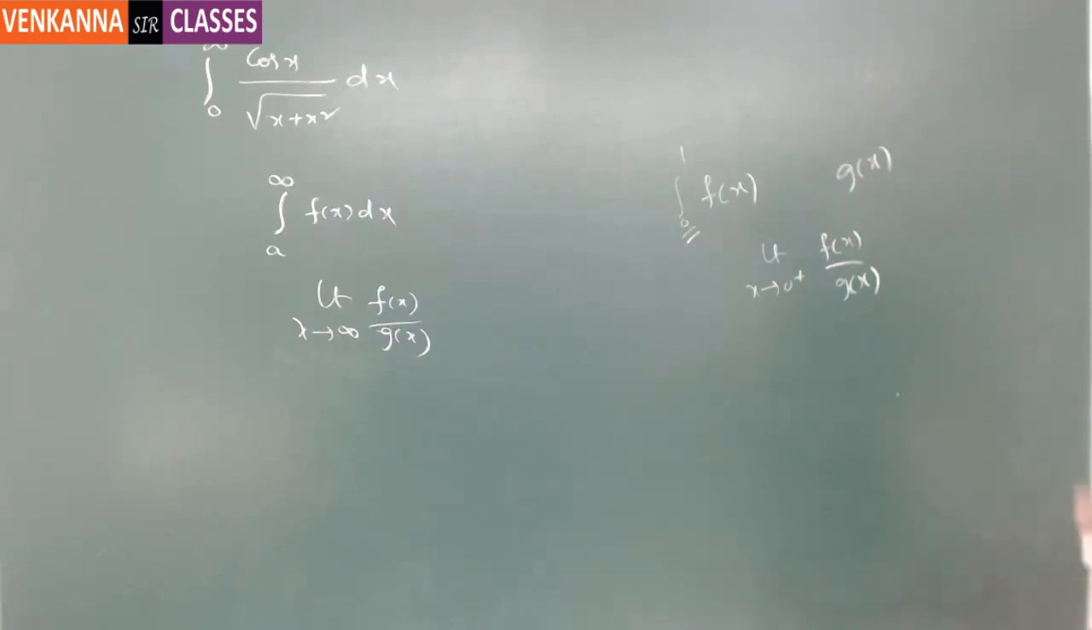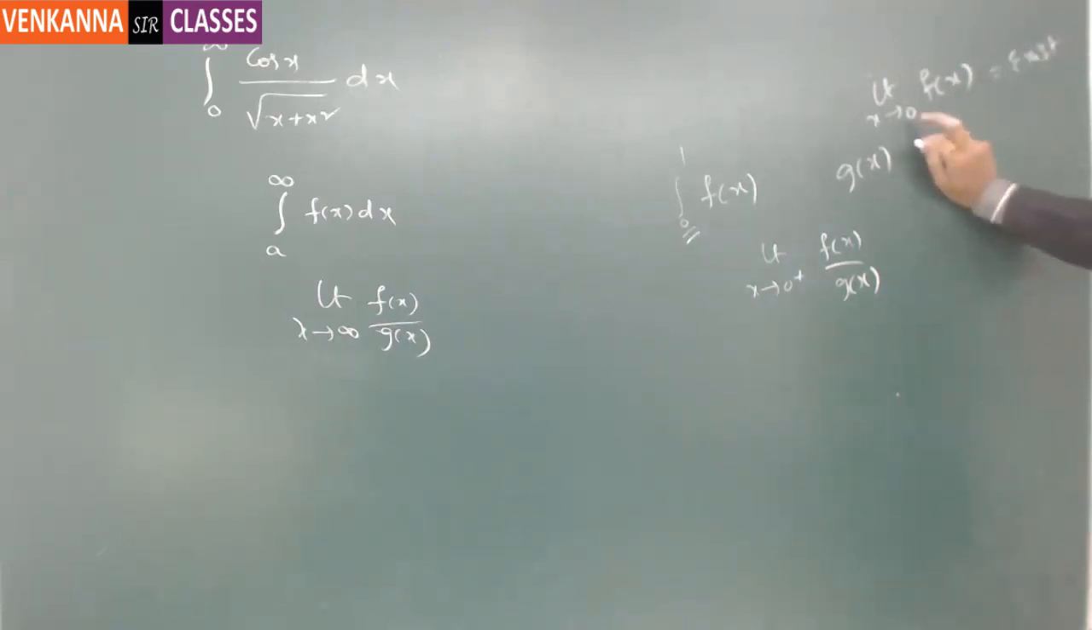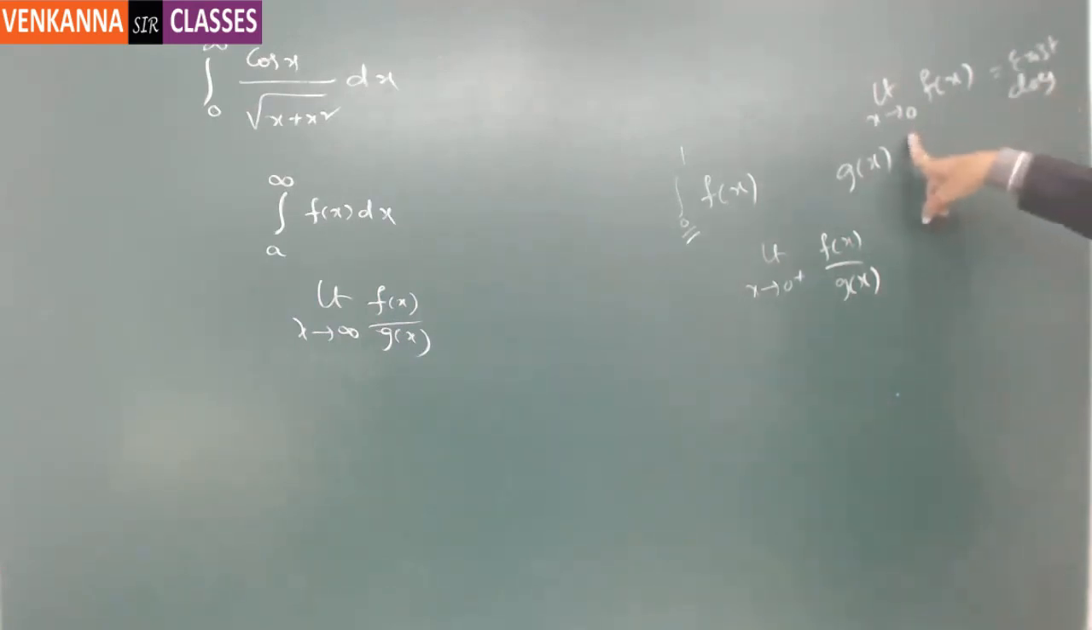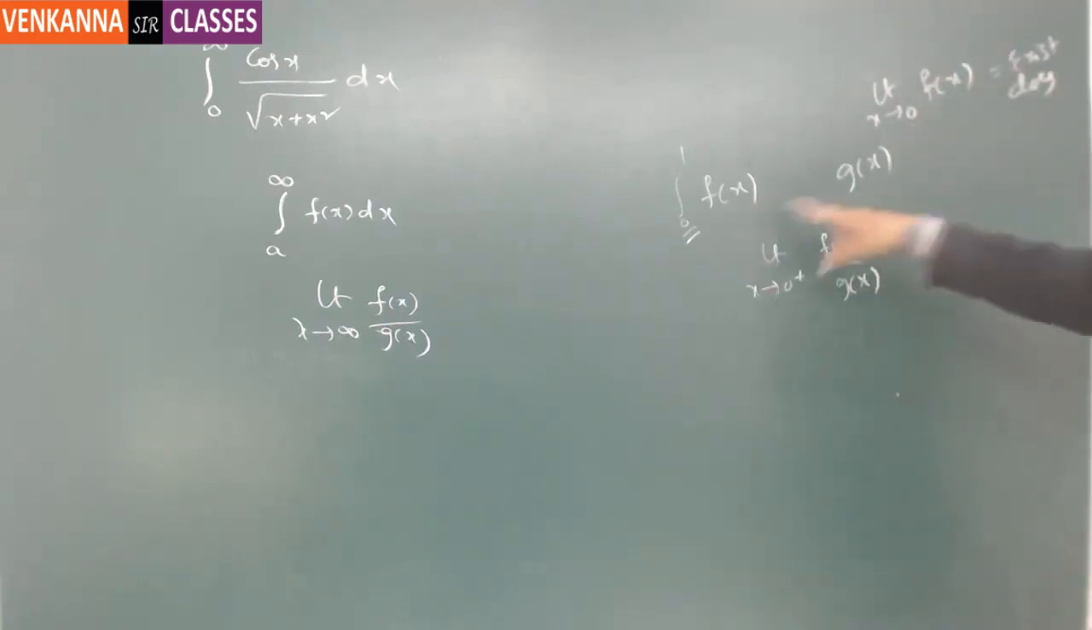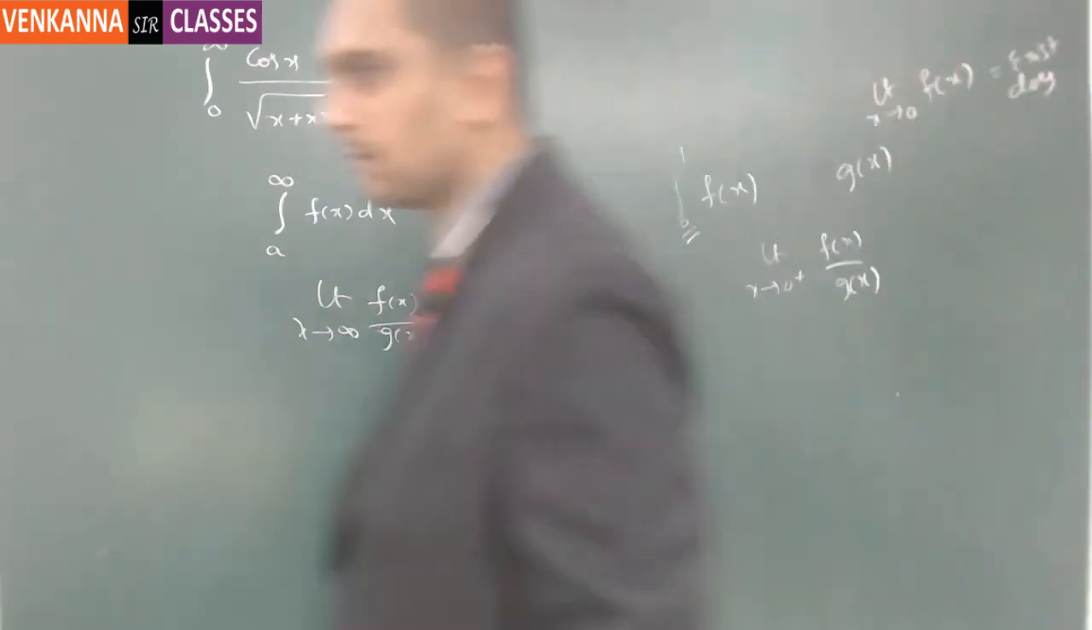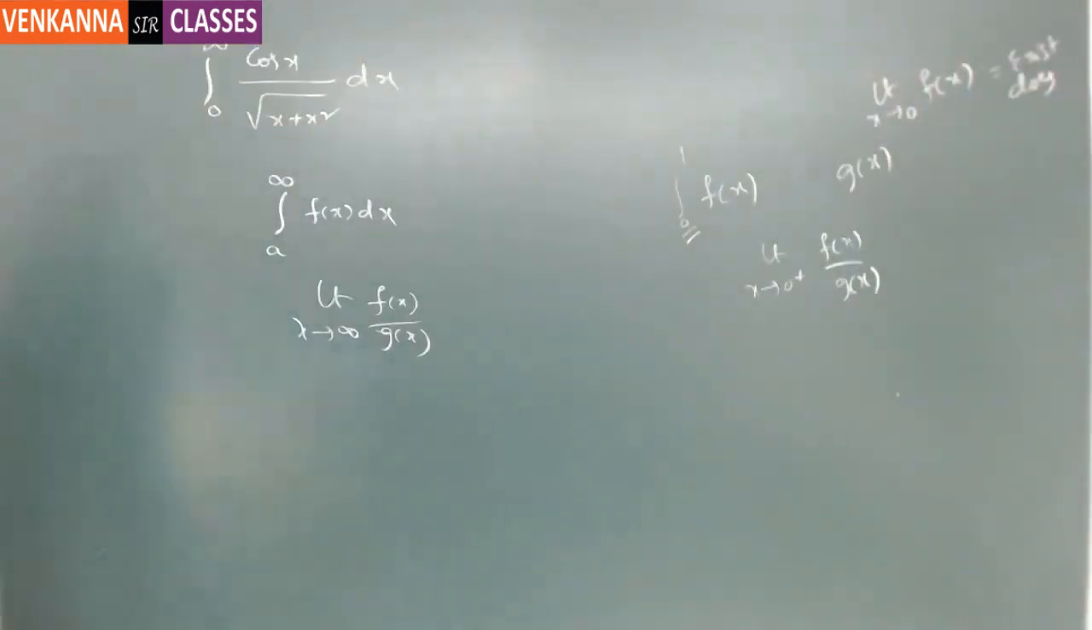So you should be able to say that 0 is the point of infinite discontinuity. For this, we simply calculate the limit as x tends to 0 of f of x. If the limit exists, then it is not a point of infinite discontinuity. If the limit does not exist, then it is a point of infinite discontinuity. Now you have to use this type of technique. Okay? The whole idea.